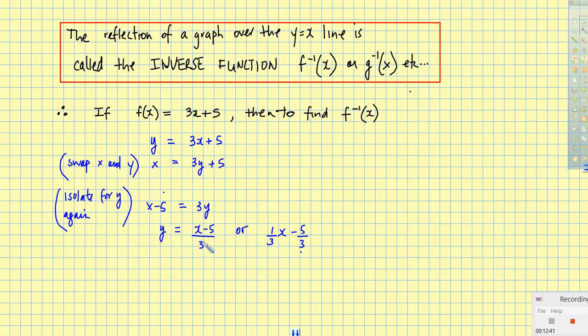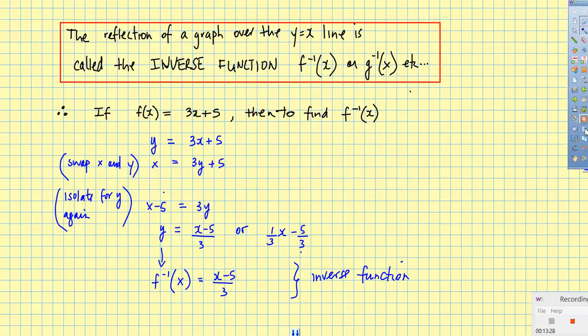And then the very last thing you want to do, once you've gotten to this last part where you've swapped your x's and y's and you've isolated for y again, is rewrite that y as f inverse x equaling x minus 5 over 3. So there is your inverse function. The inverse function is nothing more than placing your original function over the y equals x line. Okay, and so it's a reflection over the y equals x, or the mirror image over the y equals x.